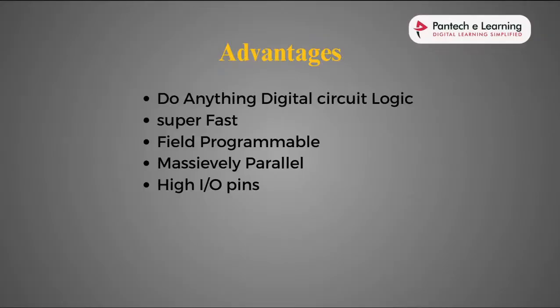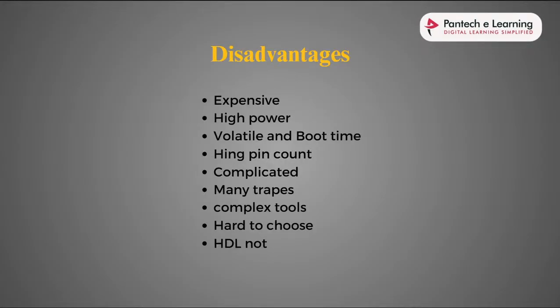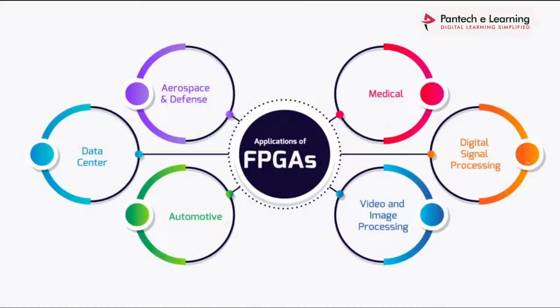The advantages of the FPGA: it can do any digital circuit, super fast, field programmable, massively parallel. The main thing is parallel. Our CPUs, like microprocessors, do serial execution; they solve instructions one by one. But FPGA is parallel execution. This is the main thing, which is why it is preferable for industry grade. The disadvantages: expensive, high power, volatile and boot time, high pin count, complicated, many traps.